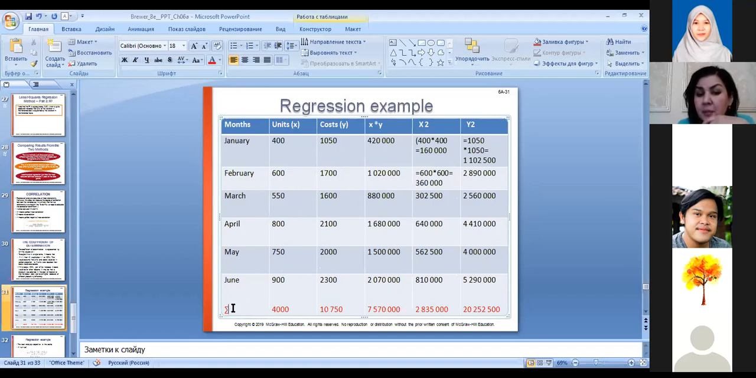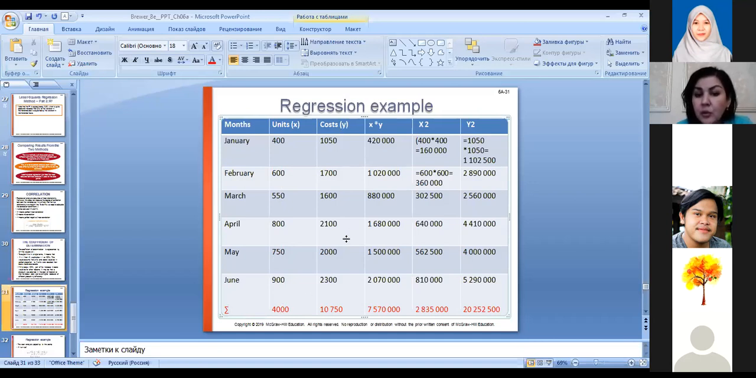Okay, and then the final line, you see the final line in this table. The sum, which is the sum of all x's. So how to calculate 4,000? 400 plus 600 plus 550 plus 800 plus 750 plus 900 equals 4,000.